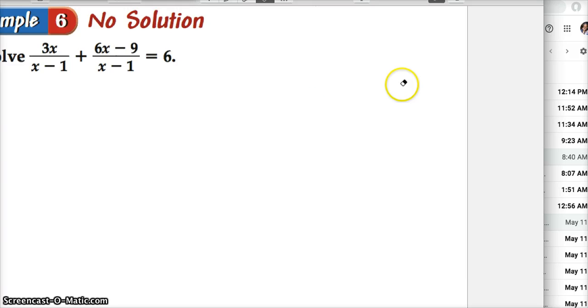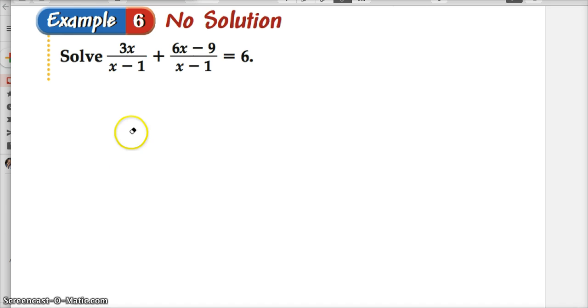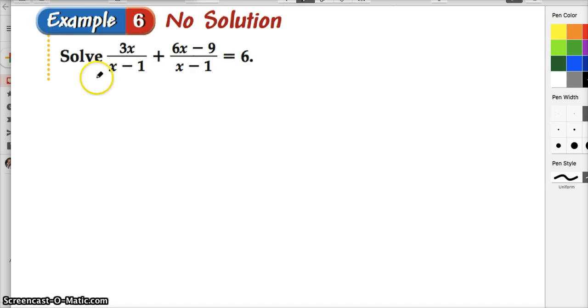And what you do in a situation like that is you're going to process exactly the same way, but generally what you find out is that something down here caused us not to have a solution. So we know our common denominator is going to be x minus 1 because we have that here. So x minus 1 is going to imply that x cannot equal the number 1, right?